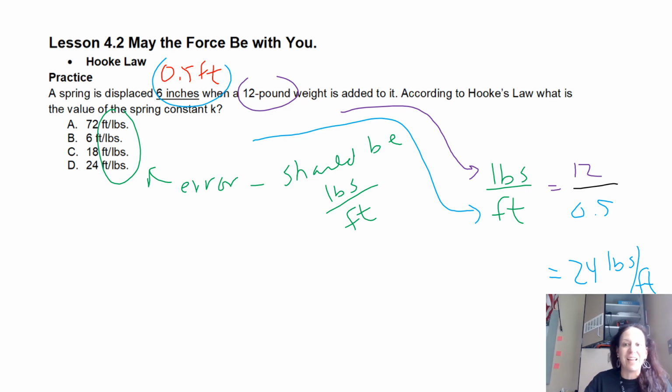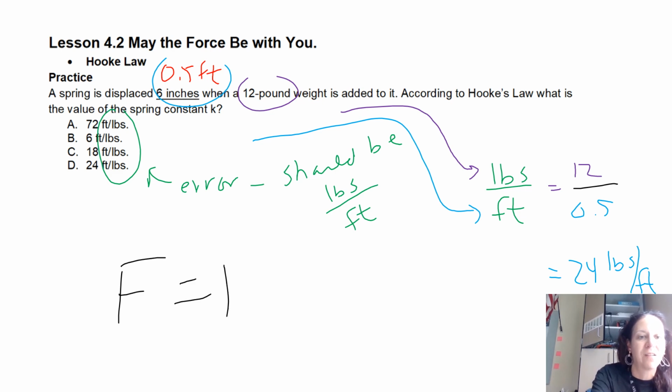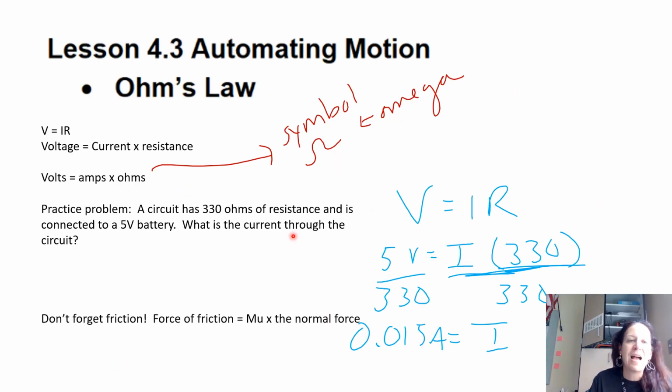Hopefully that is not something that's going to happen on your EOC, because that's an error. So the unit should be pounds per foot, and if you don't remember the formula, which was this, you actually can get it by working backwards with the units, which is something that's absolutely worth knowing, but only if your units are correct. So there's that. Last slide here is Ohm's law.